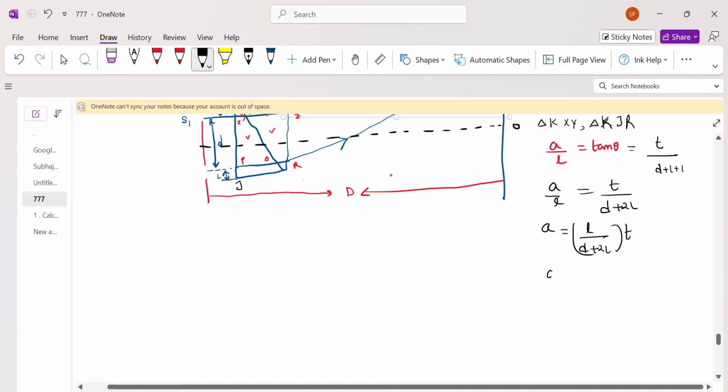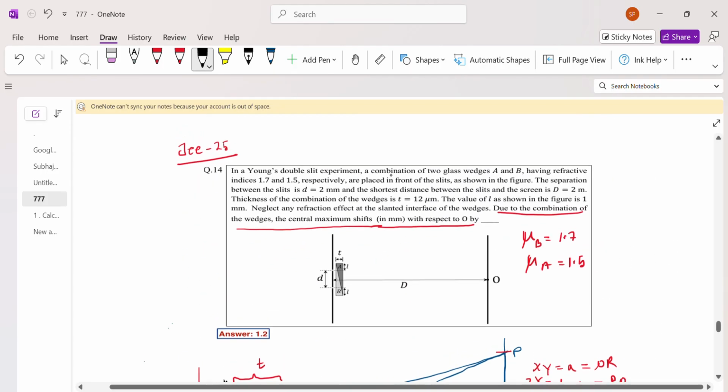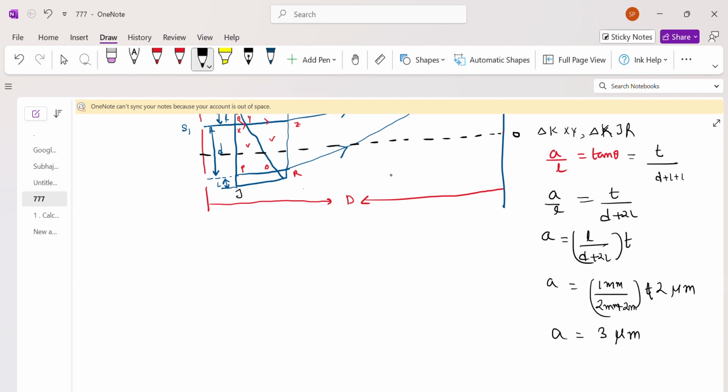This L is given to be 1 millimeter, this D is given to be 2 millimeter, so this is also 2 mm, and this T is in micrometer, 12 micrometer, if I'm not wrong. Yeah, T is 12 micrometer. From this calculation I will get 1 divided by 4 times 12, which is 3 micrometer. So the value of A is 3, and T minus A is equal to 9 micrometer. This is something that we will require later.